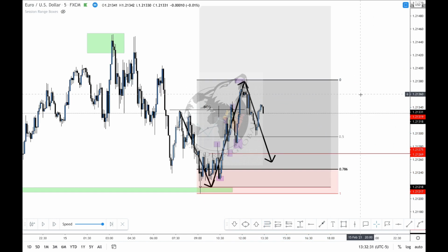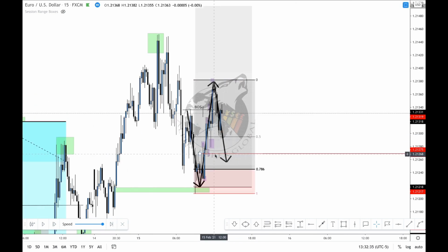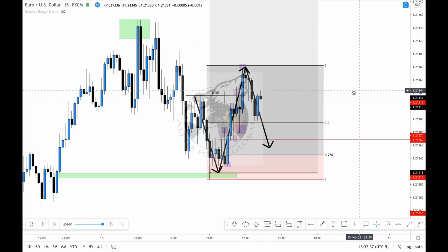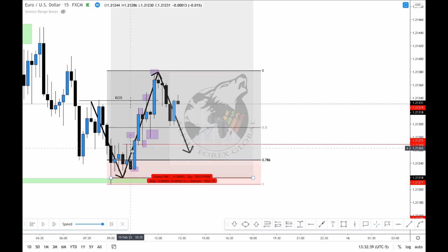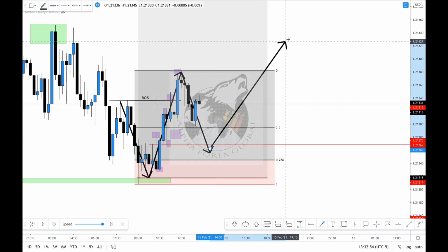right? So let's go on the 15-minute. So this is what the 15-minute is looking like, right? So you notice all of these trends that you were looking at is just 5-minute trend. So the 15-minute just broke structure, and if it's going to continue the uptrend, the 15-minute needs to create that new higher low to continue the push to the upside, right?